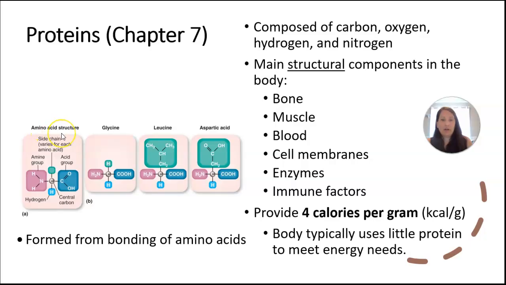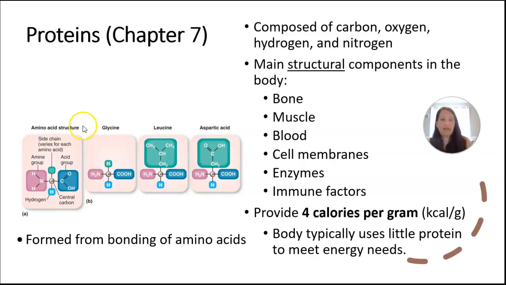Over here on the very left, you can see it says amino acid structure. So proteins are made up of amino acids. That is their monomeric subunit, we call it, right? That's what they're made of. Here are some examples of amino acids. We've got glycine, leucine, aspartic acid. There are 20 naturally occurring. All of them have the same backbone.